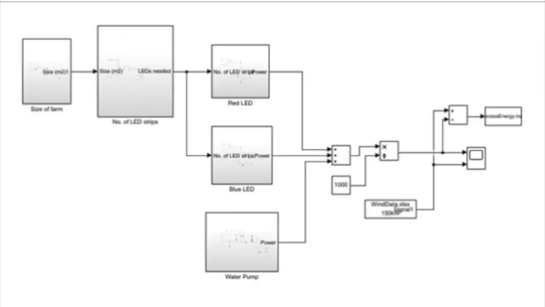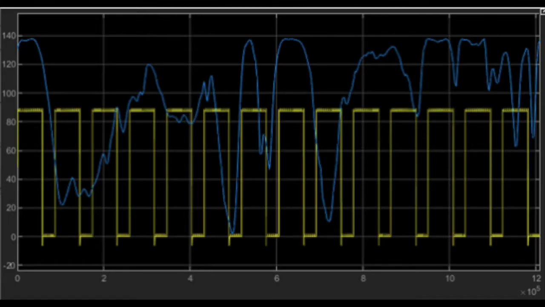The group then aimed to find how realistic it would be to power the farm only using renewable energy produced on site. The group used power generation data based on a 150 kilowatt wind turbine in Orkney. The output of the model showed a comparison of power generation, which is the blue line, and power consumption of the vertical farm, which is the yellow line. This 2-week sample highlighted the problem with using only wind power.